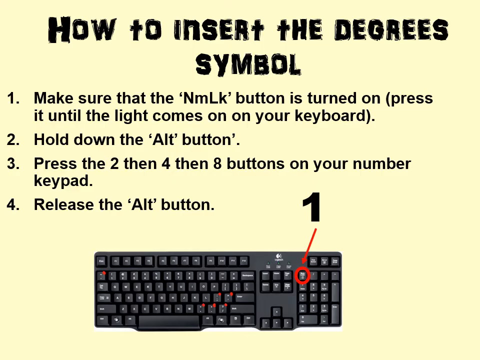Then you need to hold down the Alt button, which is to the left of your spacebar, and then you're going to go back to your number keypad and you're going to press 2, then 4, then 8. Let go of the Alt button and your degree symbol will appear.